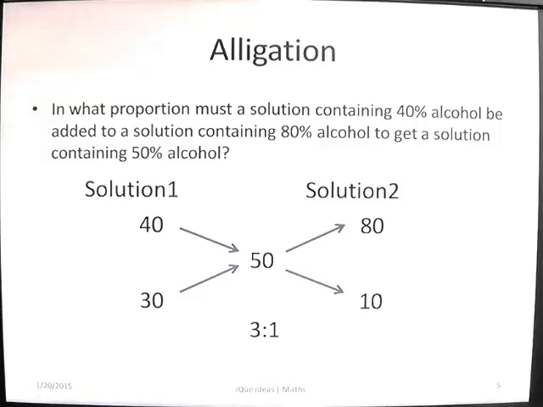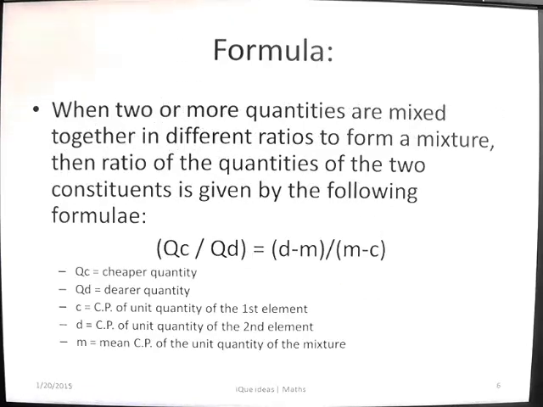So for those who are mathematically inclined and love to watch and read and remember formulas, here's how it works. When two or more quantities are mixed together in different ratios to form a mixture, the ratio of the quantities of the two constituents is given by this formula. QC by QD is (D minus M) divided by (M minus C), where QC is the cheaper quantity and QD is the dearer quantity. In the previous example, the cheaper quantity was the one with lesser concentration of alcohol, the dearer one was the one with the higher concentration of alcohol.